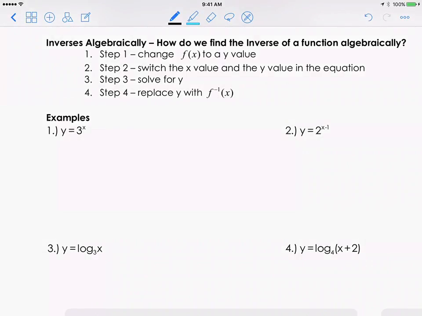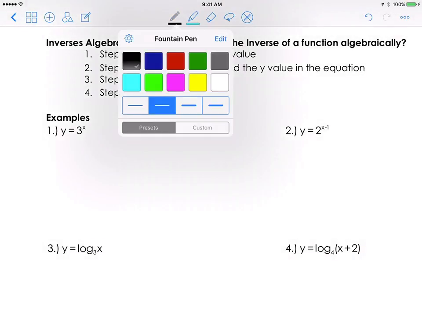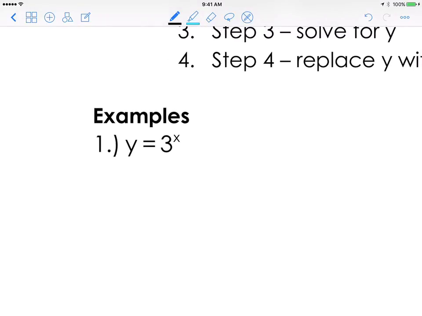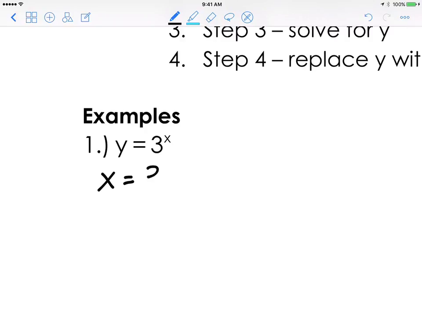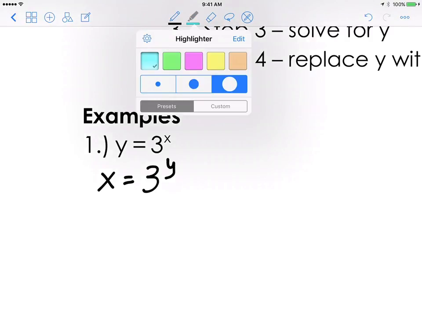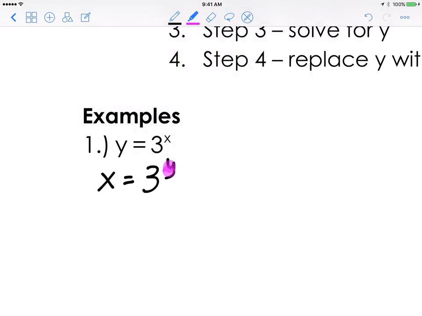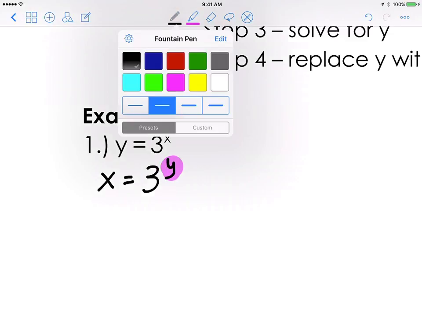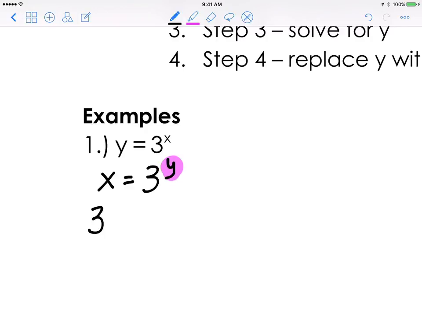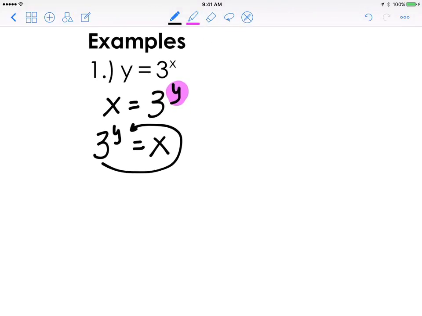So we're going to switch our x and y's. We'll blow this up so you can see it better. You get x is equal to 3 to the y. So we're trying to figure out how we can get this y out of our exponent. Well, we know that we can change it to log form. A lot of you like to rewrite this so that the base and power are on the left side. Then we can use our loop method to get our log.